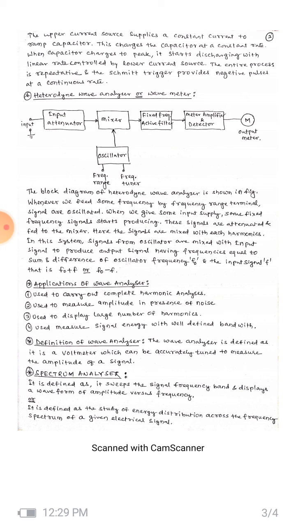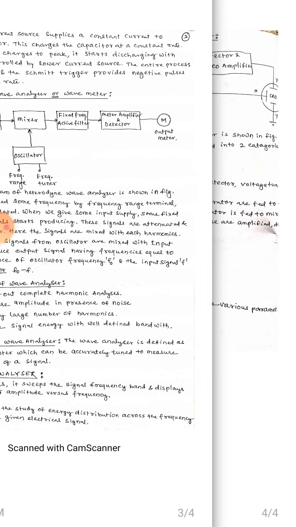Next we are going to discuss the spectrum analyzer. It sweeps the signal frequency band and displays a waveform of amplitude versus frequency. As we can see here, there are many blocks. The RF input is given to the mixer, and there is an IF amplifier, then a detector and video amplifier, the output of which is given to the Y deflection plates of the CRO. Below that there is a voltage tuned local oscillator and a sawtooth generator, which in turn is given to the X deflection plates of the CRO.